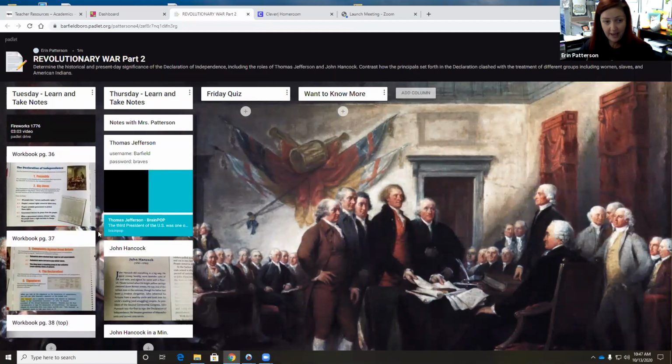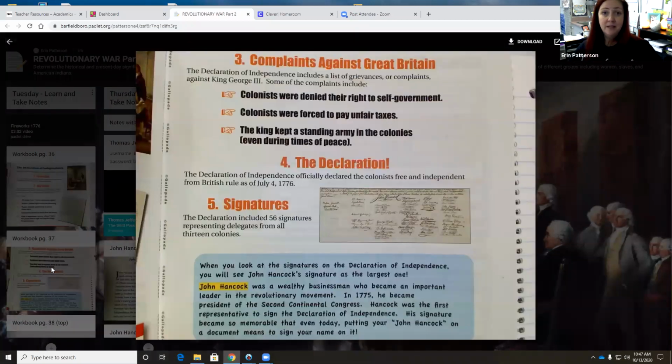If you look at the next page with me, page 37, part 3 is where we complained. These are our complaints or grievances against Great Britain. It says the Declaration of Independence includes a list of grievances or complaints against King George III. So we had just said in part 2, these are the things the government should be doing. And in part 3, we're kind of wagging our finger at him and saying, you didn't do these things.